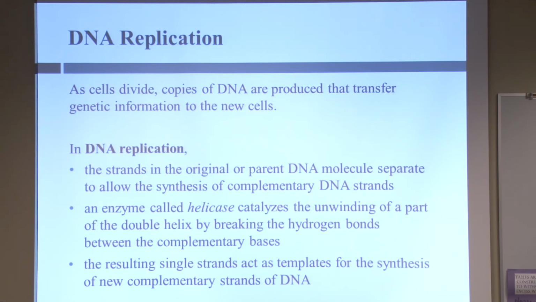So in DNA replication, copies of DNA are produced during cell division, and that transfers genetic information to the new cells. Remember, one of the very important functions of nucleic acids is storing and transferring information. So when replication, duplication of DNA, happens during cell division, copies of the DNA are produced and transfer genetic information to the new cells. This happens during cell division.